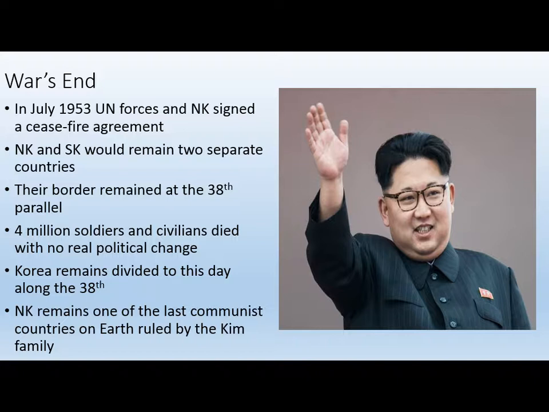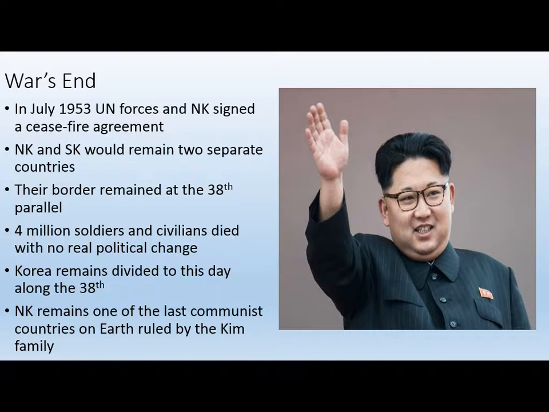Some 4 million people die in the Korean War, and nothing happens. There is no great political change. There is no great economic change. North Korea remains communist. South Korea remains democratic. Neither side really gained much territory. 4 million people died for nothing.